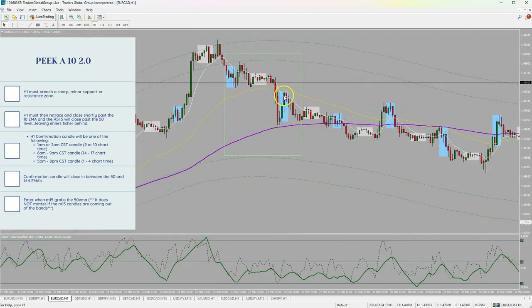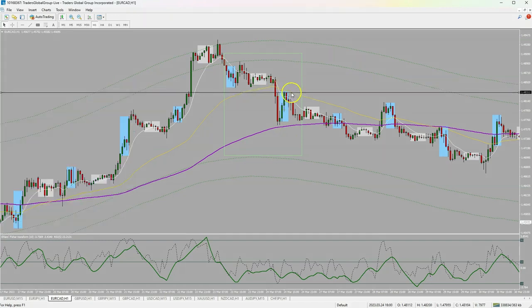But anyway, so it went ahead and it closed past that. At the same time, the RSI 5 was above the 50 level, leaving the Ehlers-Fisher behind. So rule number 2 was met. It happened at the proper time of day because it happened at 15 chart time. That's 8 a.m. We're good. And then that's it. You take the trade.